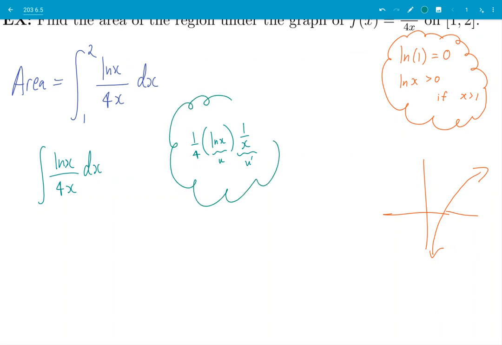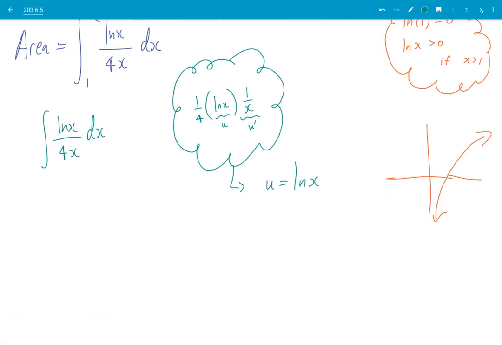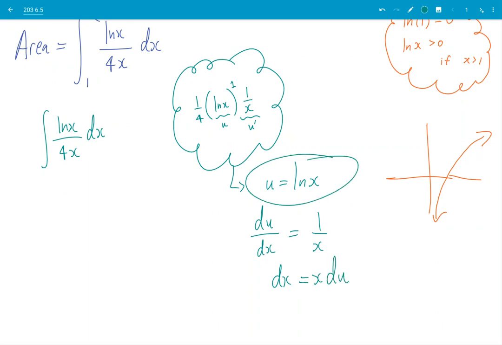So from this thinking, I'm led to try u is equal to ln of x. This is just to the power of 1 here. But you can still think of ln x as being an inside function, and then directly outside, you have its derivative. So that is a tricky case that you should keep in mind. Use ln x. dx is x du.